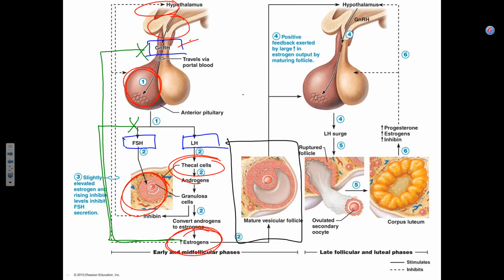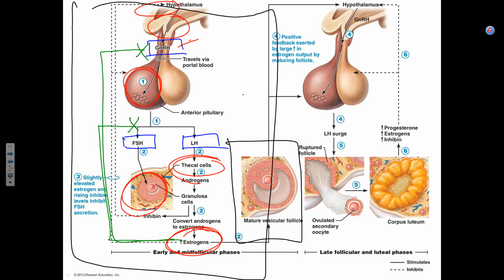Yeah, it increases. It becomes bigger, right? Now, if it becomes bigger and more thecal cells can produce estrogen, what's going to happen to the levels of estrogen? It's going to go up. So estrogen slowly climbs up. Does it make sense? Now, look at the left side of the flow chart, this side.